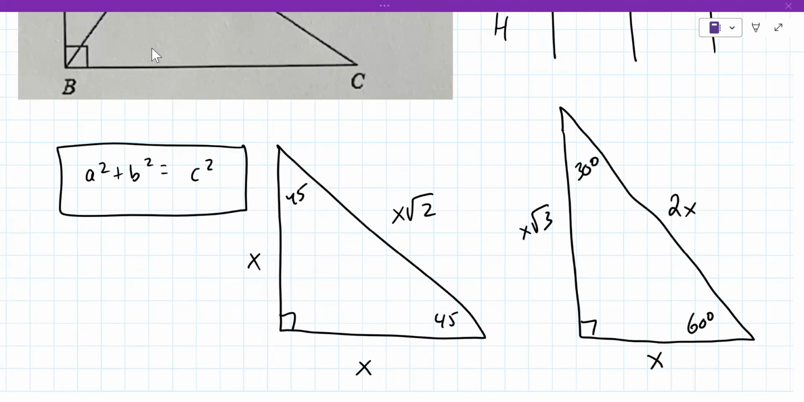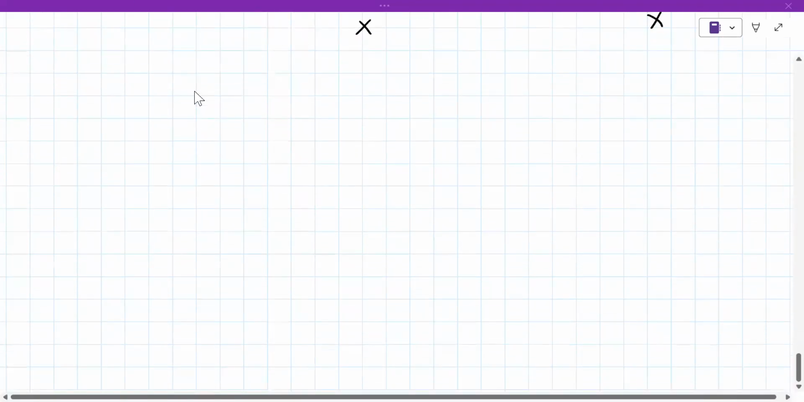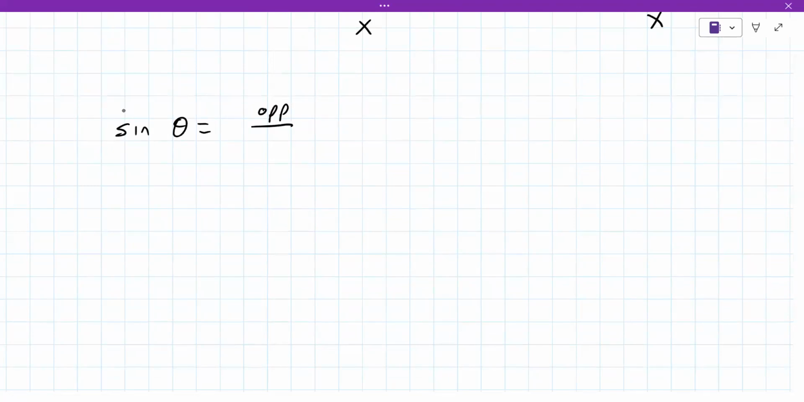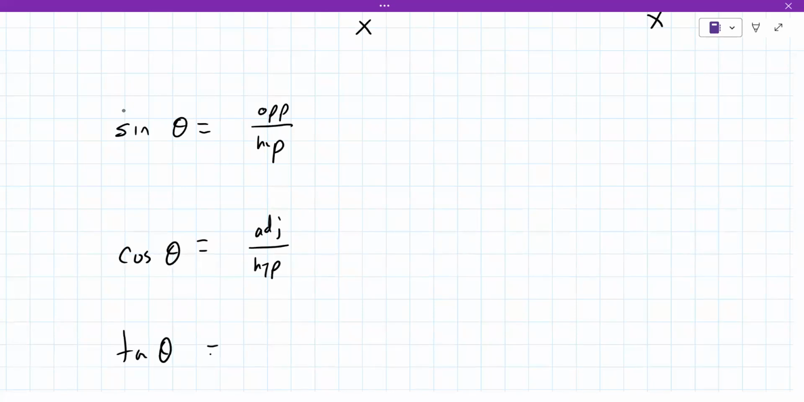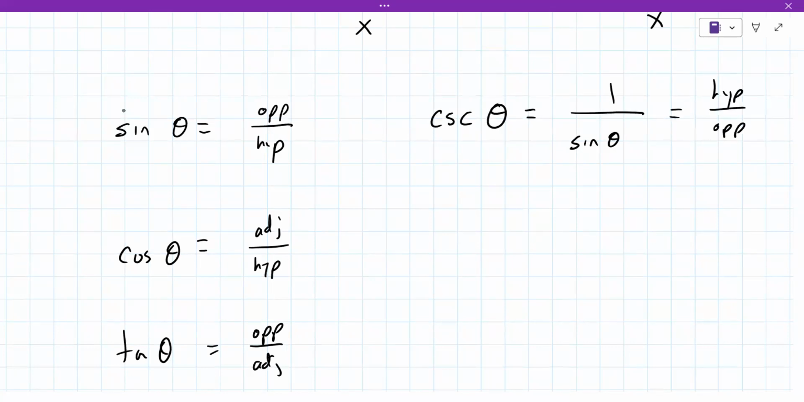Okay, the other one I'm seeing here is, let's see, sine, cosine, and tangent. So sine of an angle is the opposite over the hypotenuse. Cosine of the angle is adjacent over the hypotenuse. And then you also may need to know the cosecant theta, which is the reciprocal. It's 1 over sine theta. It's also the hypotenuse over the opposite.